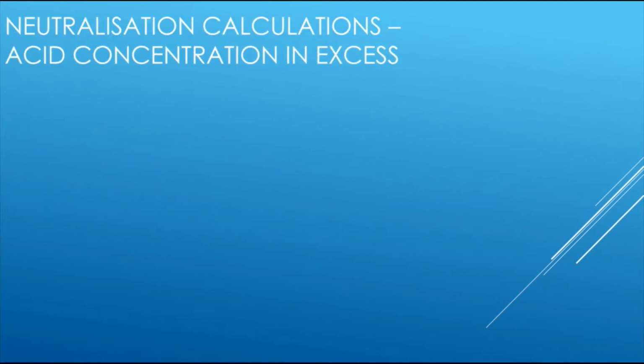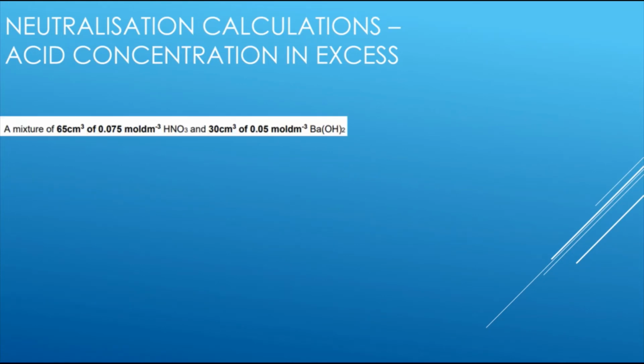So you can also be given neutralization calculations and be asked to work out the pH. This video will only be looking at H plus concentration in excess, but you can also have the OH minus concentration in excess, and there's also buffer calculations which we'll be covering after. For now, we're being asked to work out the pH when we've been given the concentration and volume of HNO3, and we're also given the base, which is Ba(OH)2.